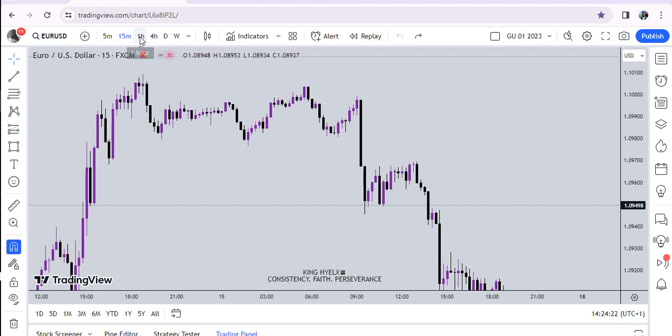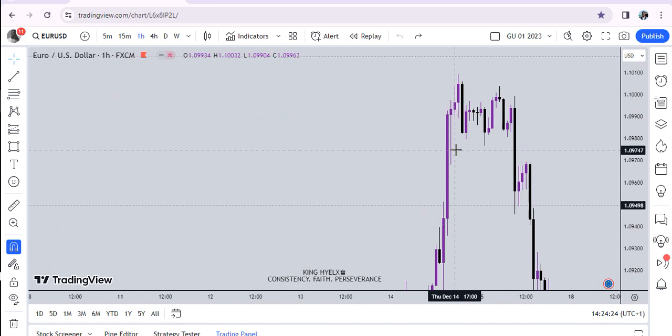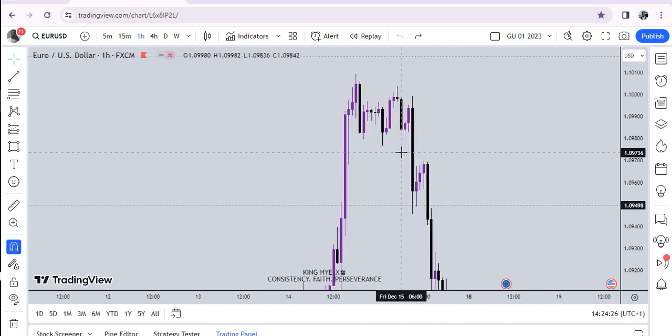If I move to the 1 hour time frame, now this candle says what? 6 o'clock. Just look below. What does the next candle say? 7 o'clock. That's because we're on the 1 hour time frame. So whatever time frame you are in indicates the duration of each candle.